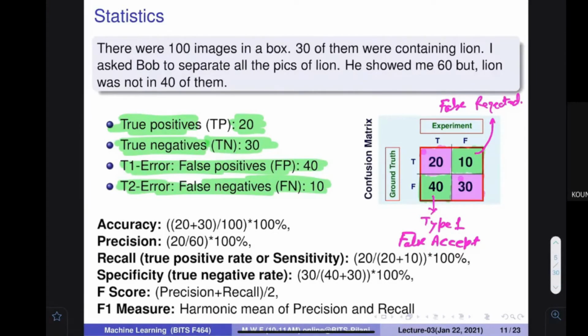Type 1? Let me tell you, you are correct. Type 1 is more problematic. Why is type 1 more problematic? Because it accepts the person who should not be accepted. In those files, the line was not there, but I was telling that there is a line.